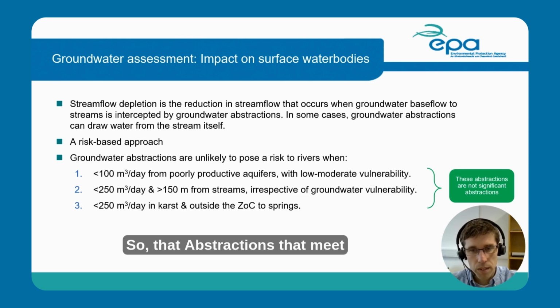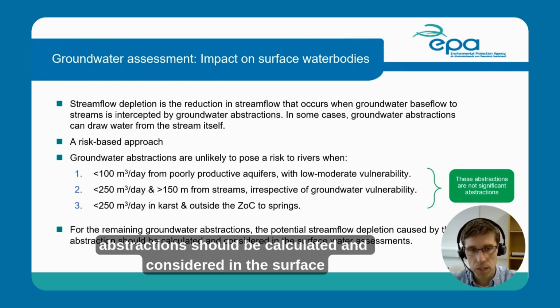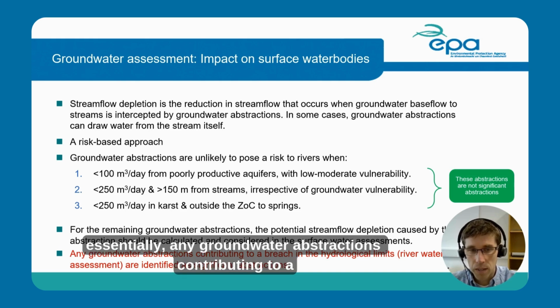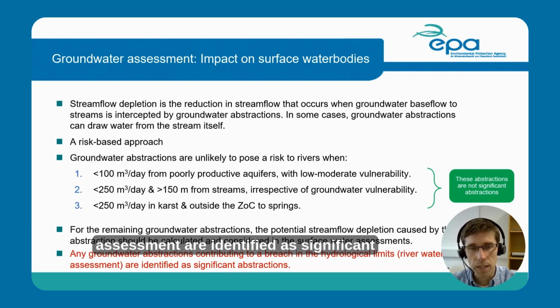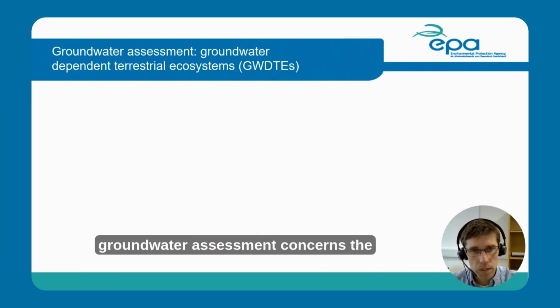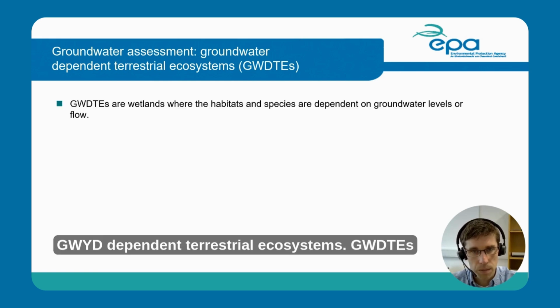So abstractions that meet these criteria are not significant abstractions, but for the remaining groundwater abstractions, the potential stream flow depletion caused by the abstractions should be calculated and considered in the surface water assessment. And essentially, any groundwater abstractions contributing to a breach in the hydrological limits within the river water body assessment are identified as significant abstractions. The final test within the groundwater assessment concerns the groundwater dependent terrestrial ecosystems.